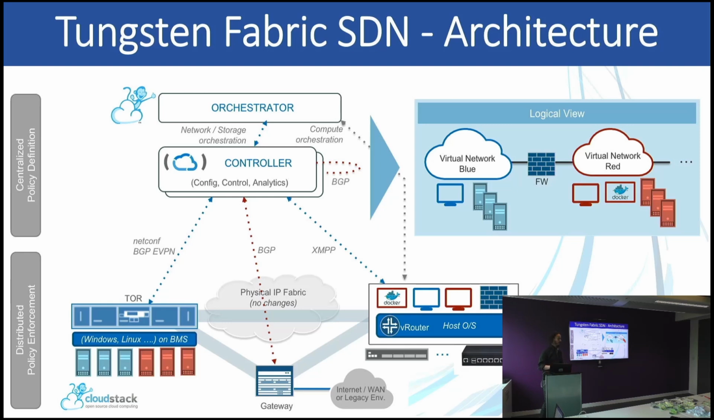And the logical view there, you have blue and red networks. Those are actual independent VRFs. For those who don't really know what VRFs are, put very simply, those are layer 3 analogs of VLANs. And everything is VRF based on Tungsten Fabric and most SDN solutions.